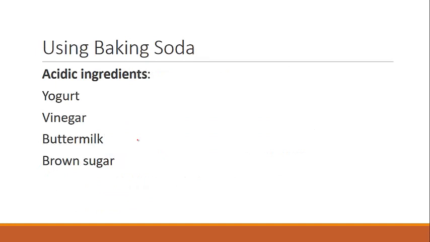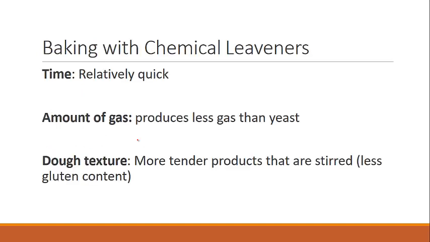When you're using baking soda, as I said, you need to have an acidic ingredient. We learned in our acids and bases lesson that most foods that we eat are acidic. However, some of the most popular to use within a baking recipe are yogurt, vinegar, buttermilk, and believe it or not, brown sugar is an acidic ingredient. When you're baking with chemical leaveners, the time is relatively quick. This is why breads that use baking soda or baking powder are known as quick breads in some older recipe books.